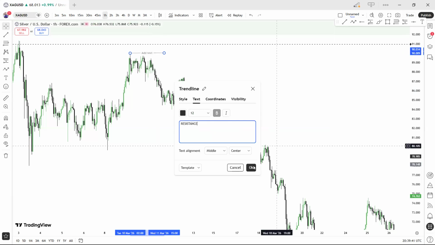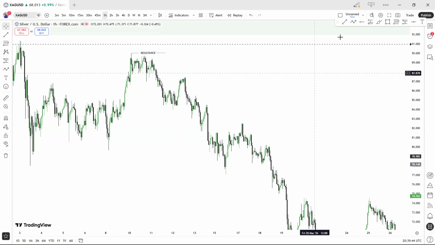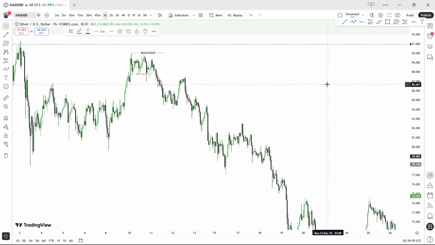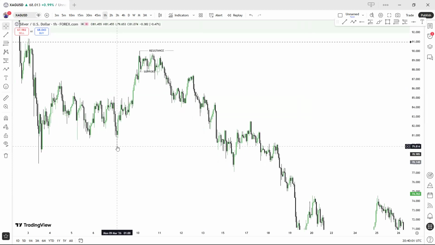This is the resistance line. And now this is the support. This was the support here. This was the support. This was the support. So after this impulsive move, it started ranging, right?